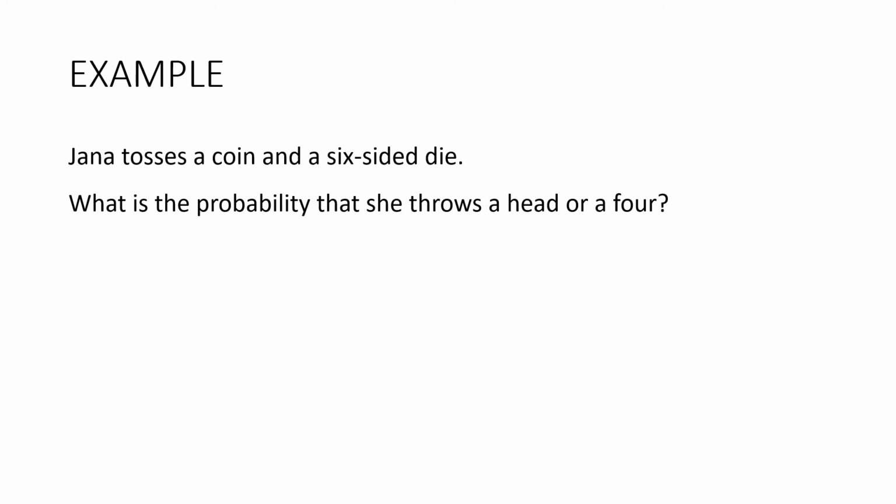Here's another example. We're returning to Jana tossing the coin and the 6-sided die. What's the probability that she throws a head or a 4? So here's our formula. It's going to be the probability of heads plus the probability of a 4, take away the probability that she throws heads and a 4. Probability of heads is a half. Probability of a 4 is 1/6. But what is the probability that she throws heads and a 4?